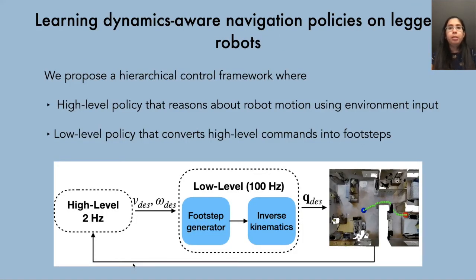So when we want to learn navigation policies on legged robots, we need to take the dynamics of those robots into account. To do this, we again propose a hierarchical control framework where we first learn a high-level policy that reasons about the robot motion using egocentric input of the environment. It takes RGBD inputs from the environment and commands desired center of mass velocities at 2 Hz. This desired center of mass velocity is taken as input by a low-level policy, which operates using inverse kinematics and a footstep generator to create desired joint angles at 100 Hz for our robots.